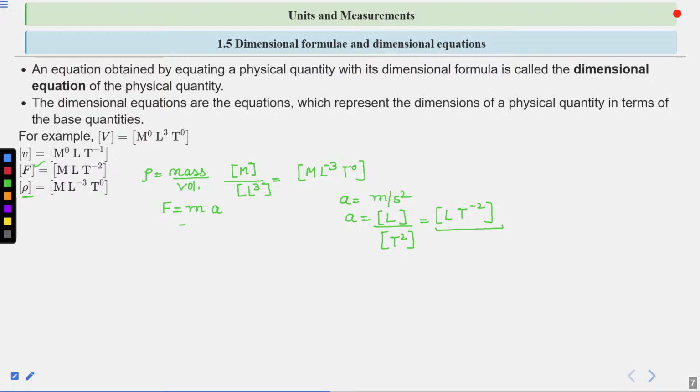And for mass, the dimensional formula of mass is M only, only one M, because it is independent of L and T. And the dimensional formula of acceleration we already derived: L T^-2. So when we combine both, it will be M L T^-2. So this is the dimensional formula of force. Now it is clear?